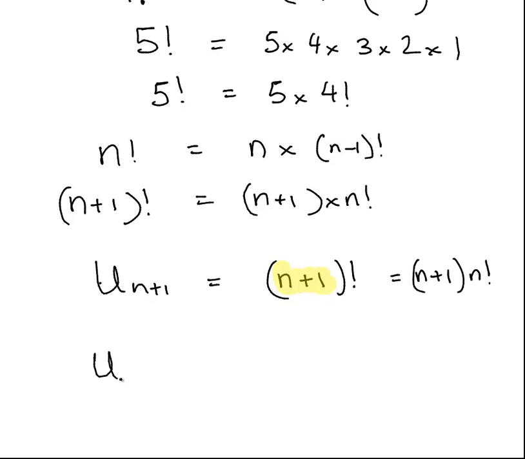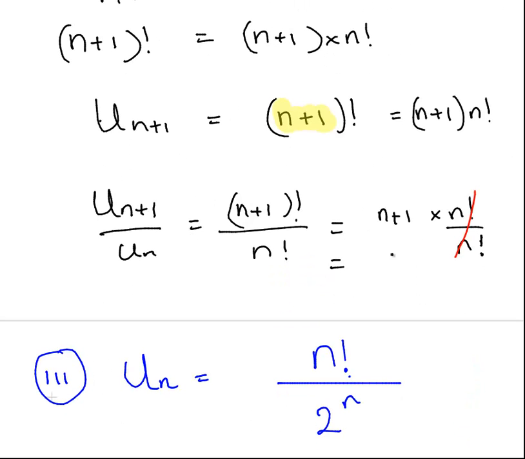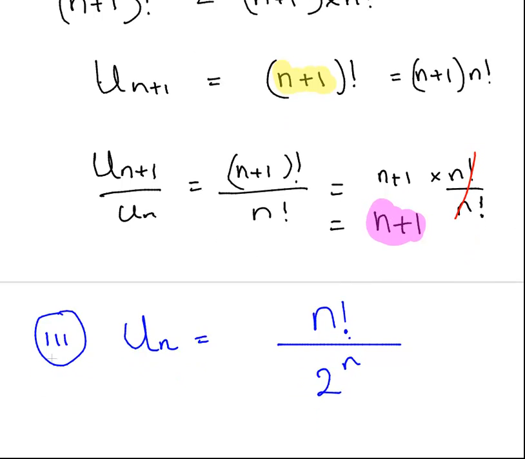Okay, so when we divide it out, u of n plus 1 divided by u of n, that is n plus 1 factorial divided by n factorial, which is n plus 1 times n factorial over n factorial. And those two n factorials cancel out. So essentially our ratio works out to be simply n plus 1. Okay, so that's the ratio there, n plus 1. So it's u of n plus 1 divided by u of n.